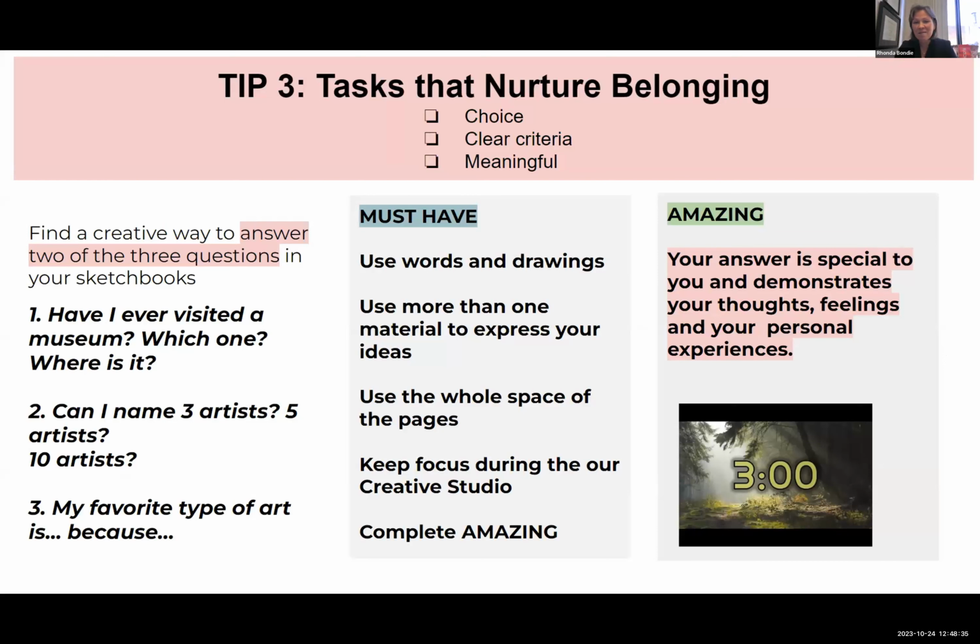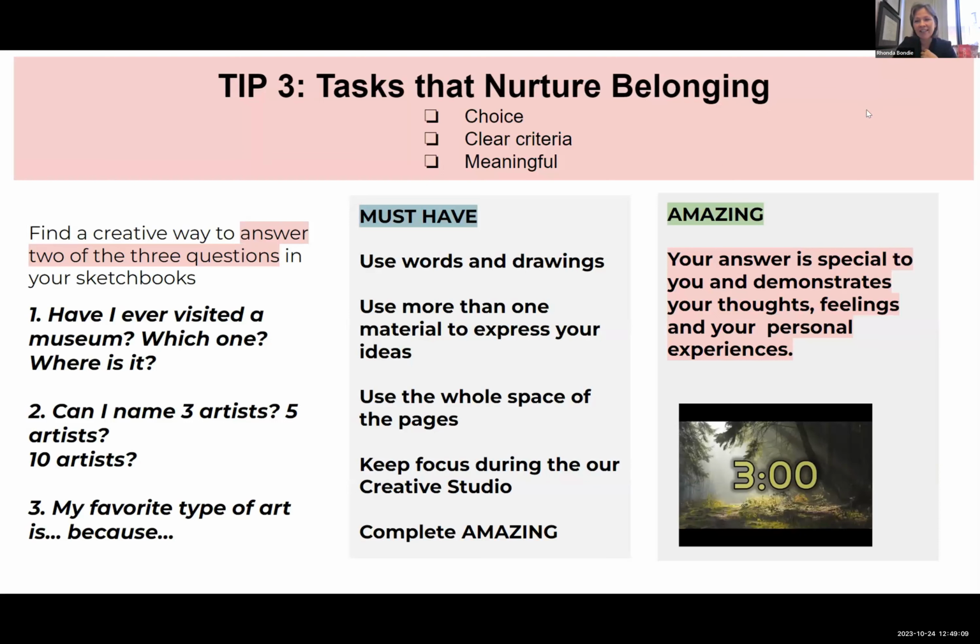So the third tip is just really the way we structure tasks. And I thought this was a great example task from an art teacher in one of my classes here. And the things I wanted to point out is the amount of choice that's offered in a task, having clear criteria so students have an expectation of what does good work look like, and ways to make some of the criteria be that the activity is meaningful to you, which is, I think, what Josh was also talking about.